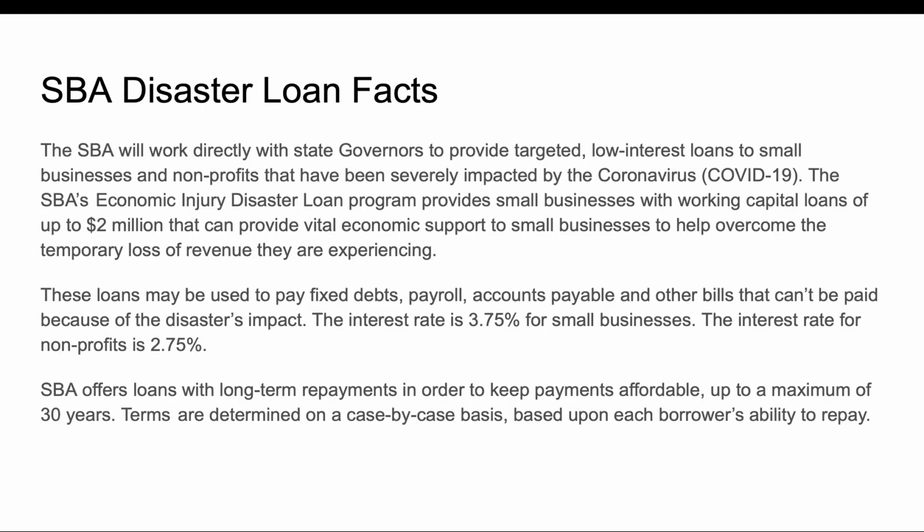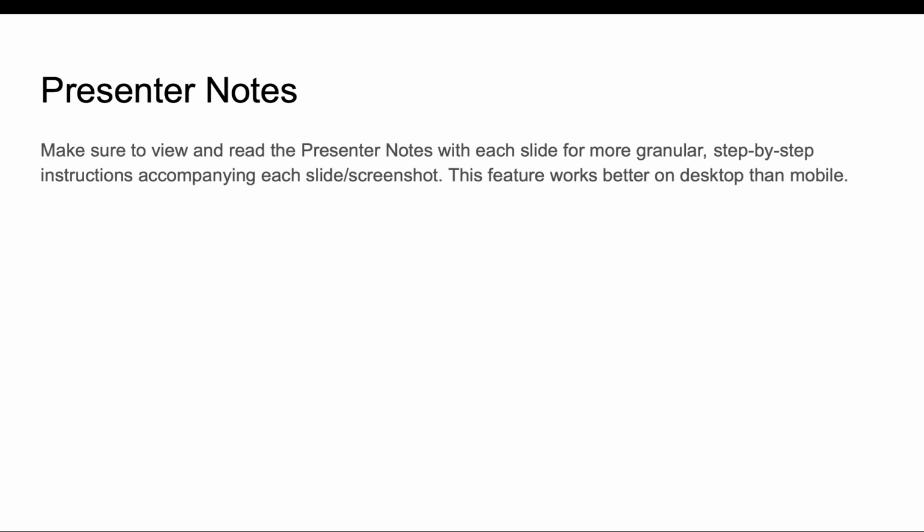First, some background on the SBA Disaster Loan. The SBA is working individually with each state governor. So if your state is not yet eligible, it should be within the next day or two, or certainly by the end of the week. So please be patient. These are loans of up to $2 million. They have an interest rate of 3.75% for small businesses. For nonprofits, that rate is 2.75%. And there's flexibility in the loan repayments. Those can be up to 30 years in duration.